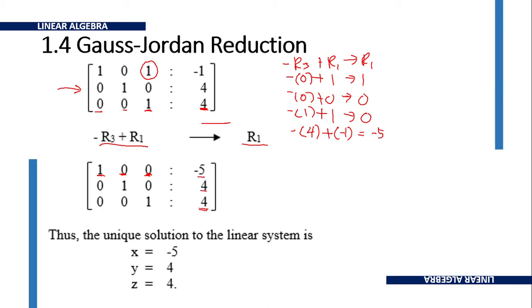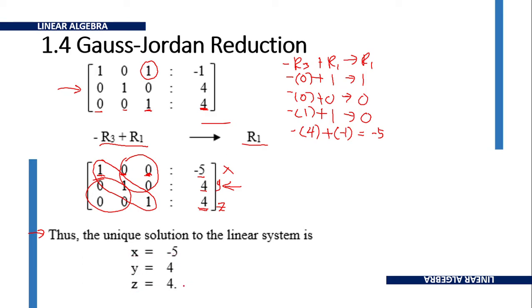So this is our, ayan, so kung mapapansin nyo, ito yung ating huling-huling matrix kasi naka-reduced row echelon form na siya. 1, 1, 1, tapos yung mga remaining elements niya is puro 0 na. So ito yung ating value ng x, value ng y, and value ng z. Since example siya ng unique solution, so merong isang value lang dun sa mga variable na meron tayo. So thus, the unique solution to the linear system is x is equal to -5, y is equal to 4, and z is equal to 4.